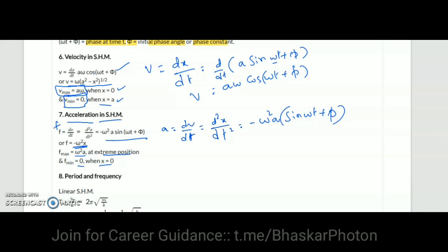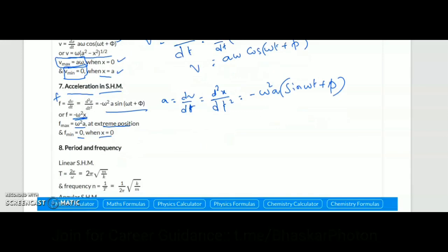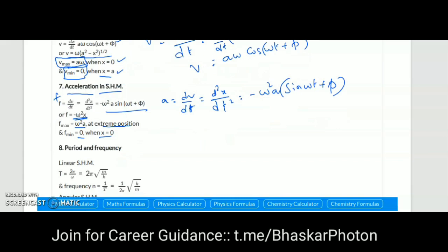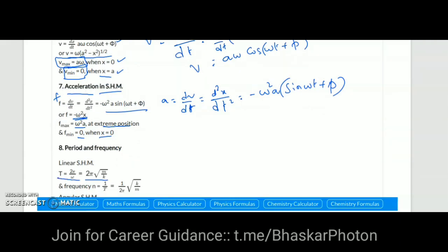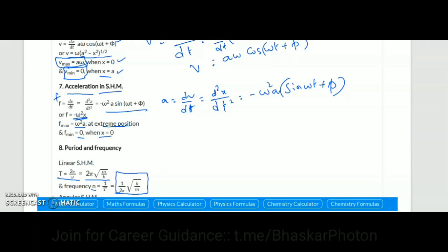So the period and the frequency given here: T is equal to 2 pi by omega, that is equal to 2 pi into square root of m by k, and the frequency n is equal to 1 divided by 2 pi, into square root of k by m.